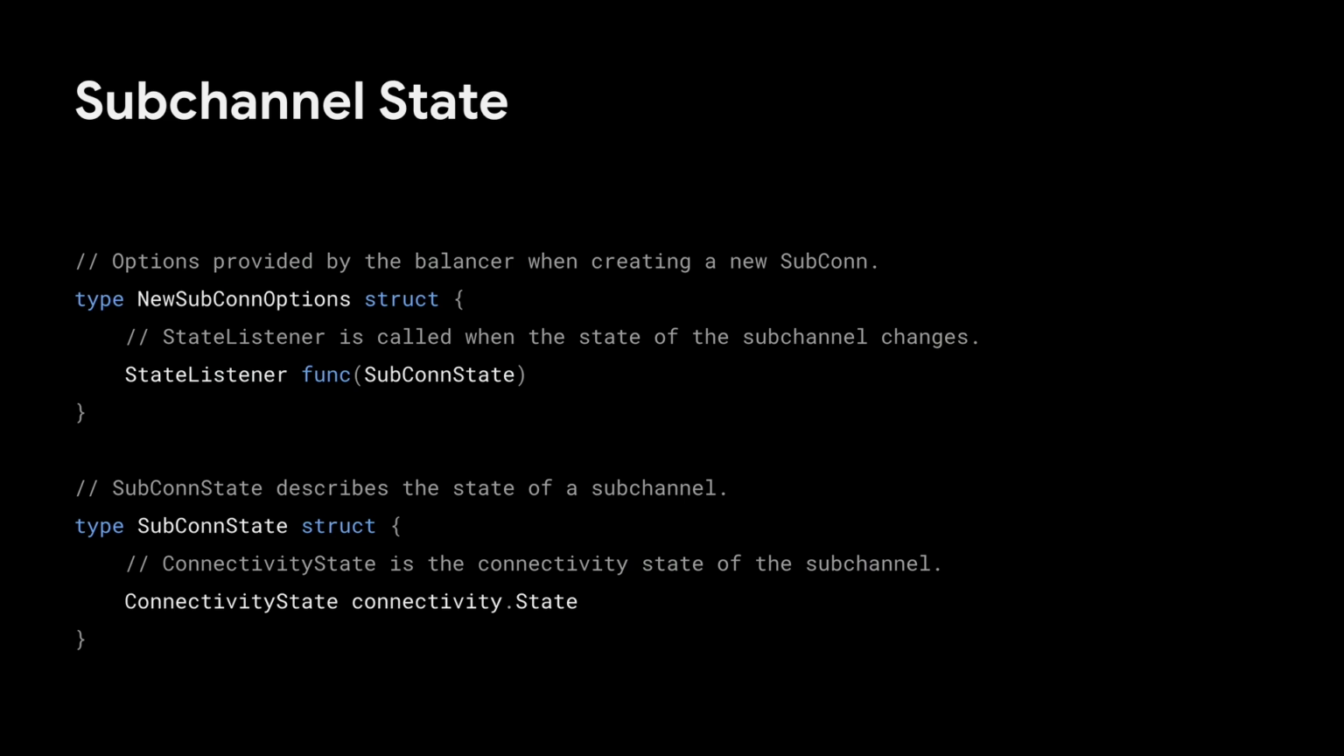So to monitor the subchannel state, we have an API in Go where the LB policy can pass a callback when it's creating a subchannel. And this callback gets invoked whenever the subchannel state changes. This API is a little different in C++ and Java in the sense that it's part of the subchannel interface itself. But the concept is the same, that the LB policies will receive a callback with the new state of the subchannel.